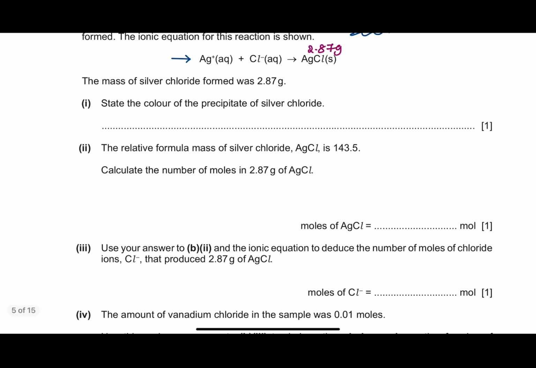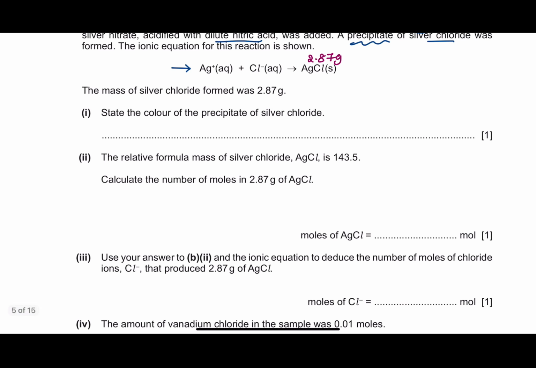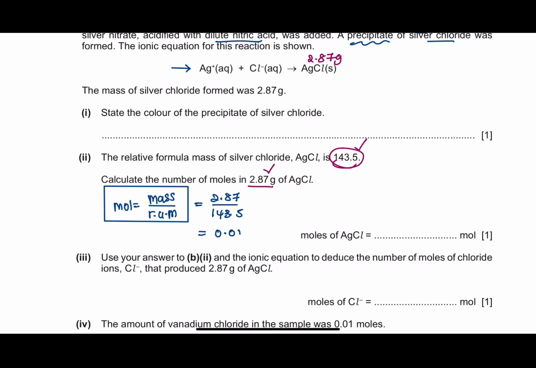So this one is from a different chapter. Let's move on to question 2. It says that the relative formula mass of silver chloride is 143.5. Calculate the number of moles in 2.87 gram. Now if you have already been given the mass and the relative atomic mass, the formula that you need to use is the one where mole is equals to mass over molar mass. So if you substitute your value, you would get a mole of 0.02 mole.